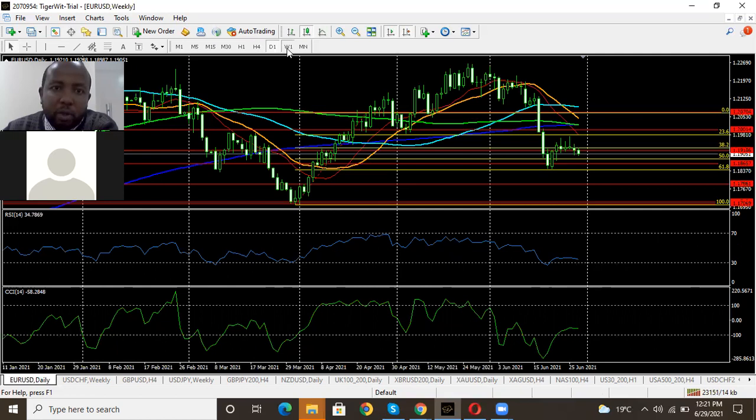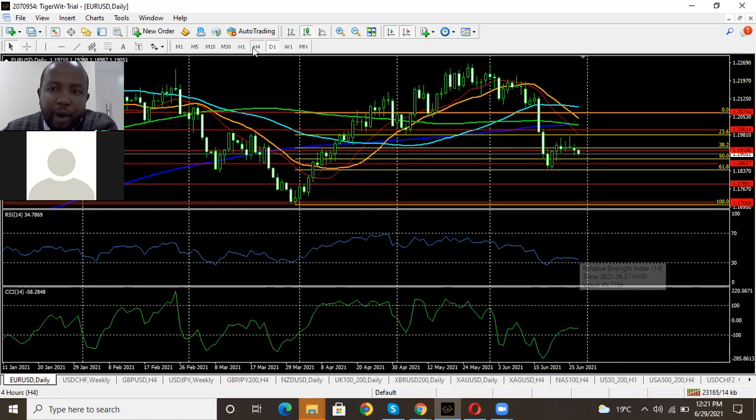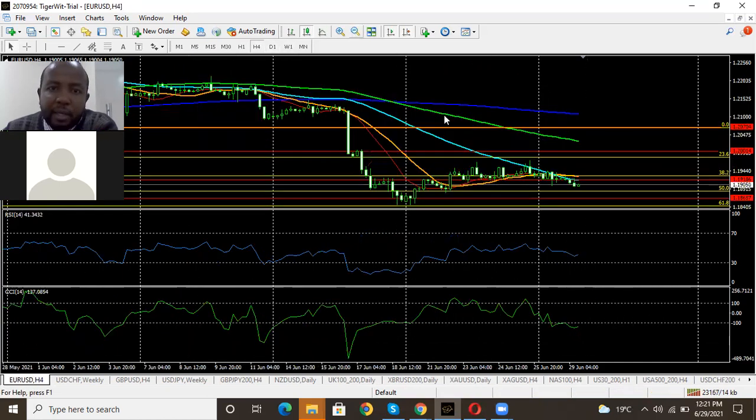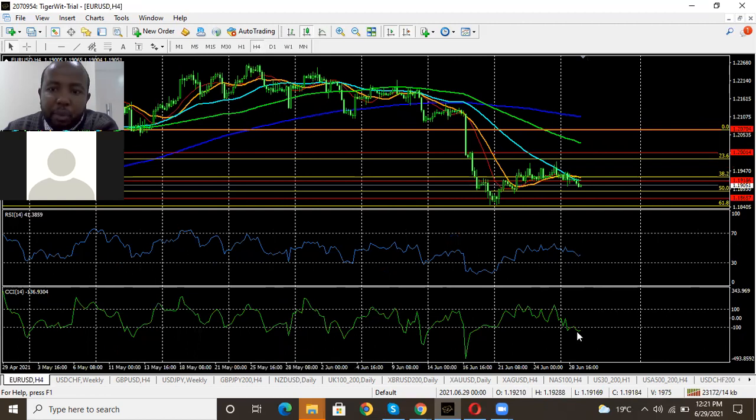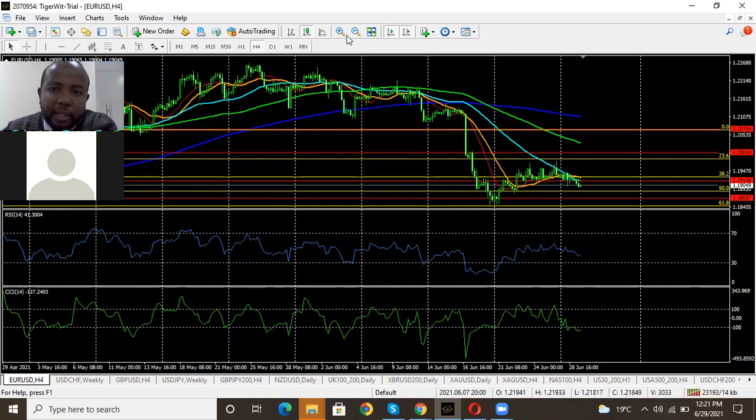Then you can even go to weekly. On the weekly, it's still not very visible, but between the 4 hours and the daily, at least we can see. So right now, as I was telling you guys, you can see the market has been oversold for a very long time after what happened. And you can track this using the 1 hour and the 4 hour chart. So for the Euro, we still wait.